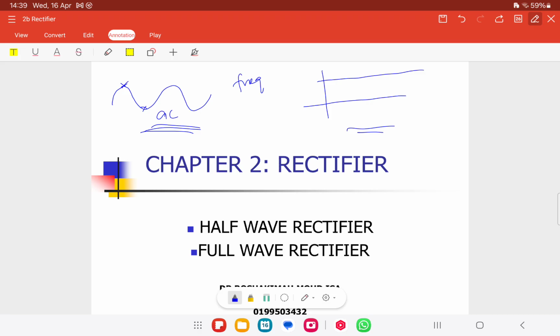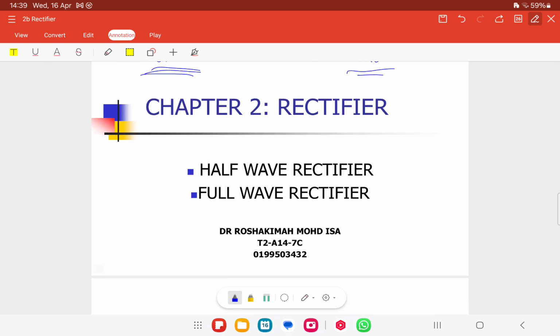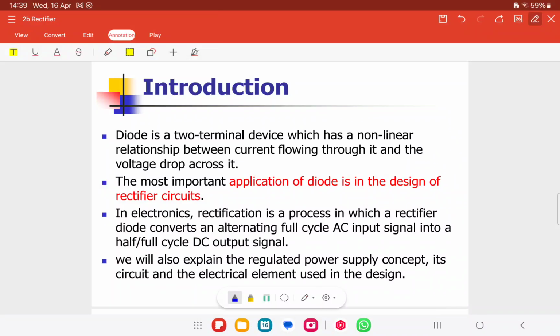Okay, so that is for the AC and that is for DC. So apa lagi? For the rectifier, we have two types, half wave and also for full wave. Kita akan cover for these two types of rectifiers in chapter 2b. Okay, and for this rectifier, we use the diode. Kita apply diode in the circuit for the applications lah.